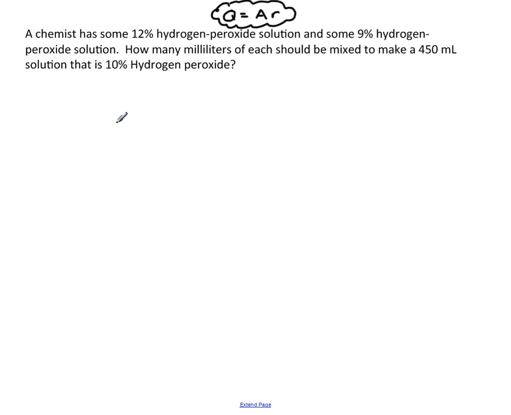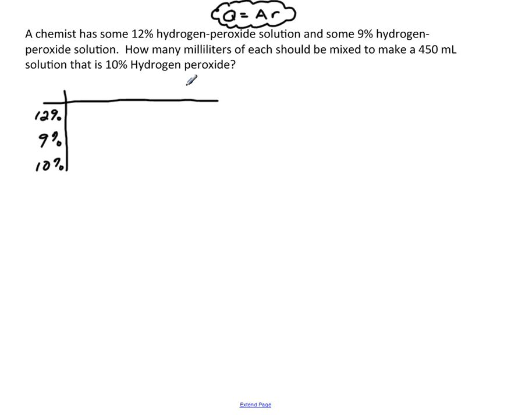Well, it seems like they're not telling us how much 12% hydrogen peroxide solution or how much 9% hydrogen peroxide solution. But this is a job for setting up a table, so that's what we're going to do. We're going to set up a table that represents each part of our mixture. So along the very first column, we'll label a 12% solution somewhere here, and a 9% solution. And when we put those two together, we're going to end up with a 10% solution somehow. So what do we put right here?